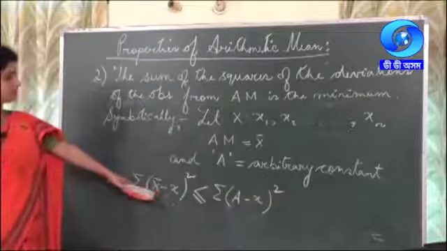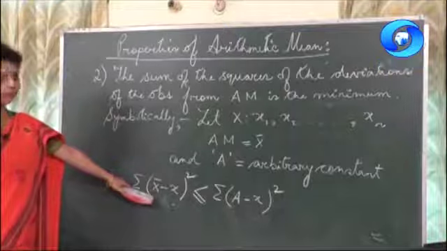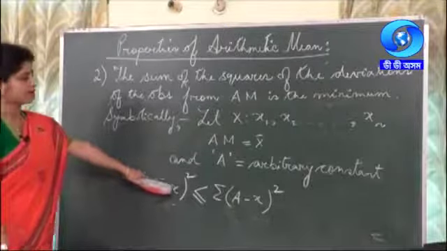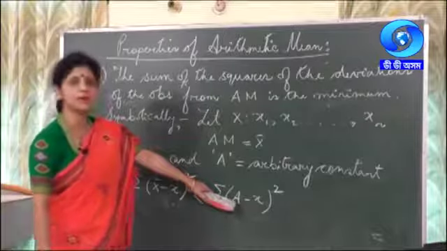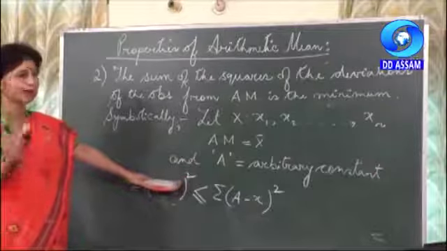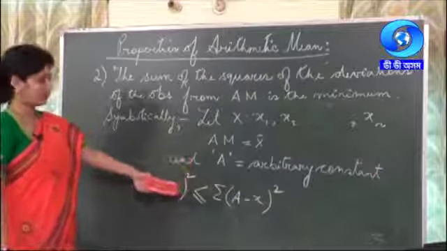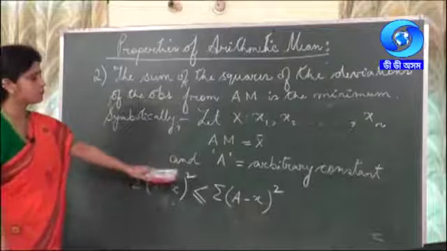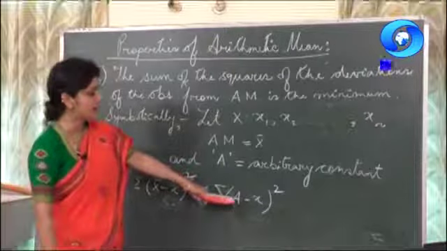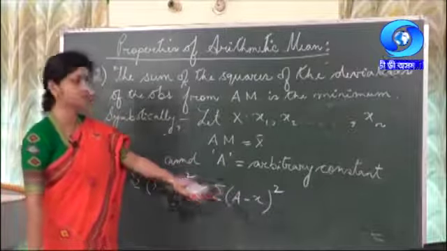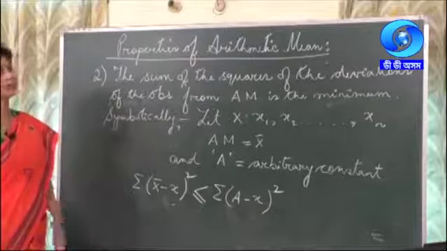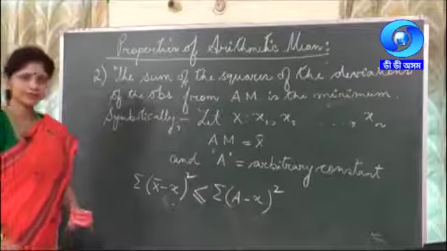That is, we are taking the deviations like the previous property. In one we are taking the deviations from mean, and in the other one we are taking deviations from any other arbitrary constant, and we are squaring those values and adding them up. Then the expression with the mean will always give a lesser value, a minimum value, than the value which we will get from the expression on the right hand side. This is the second property of arithmetic mean.